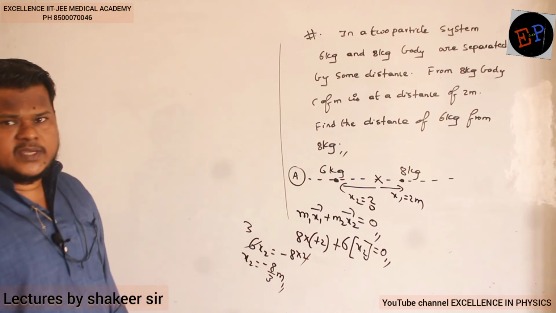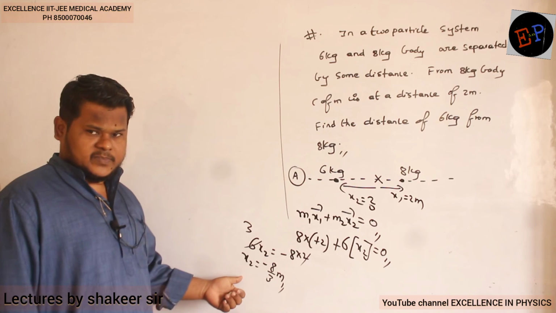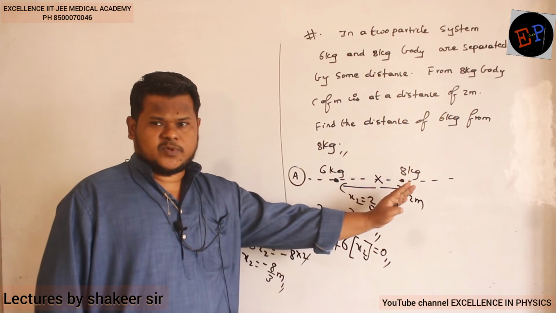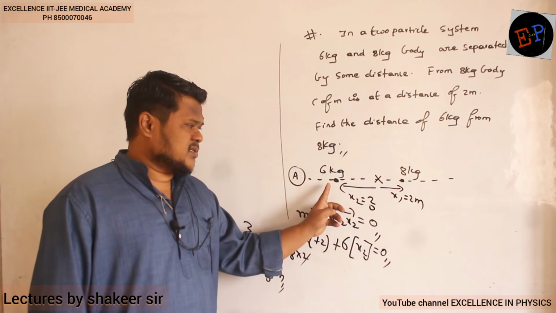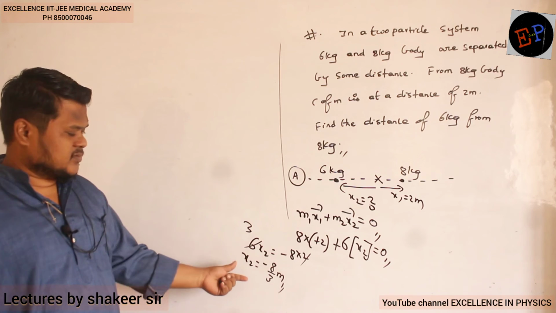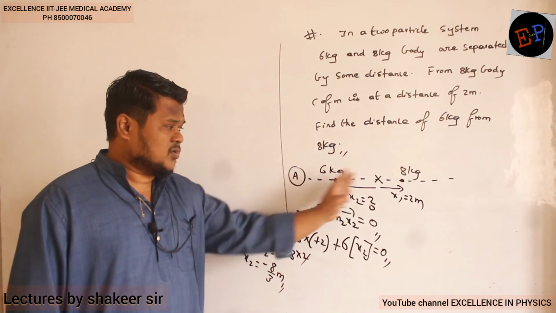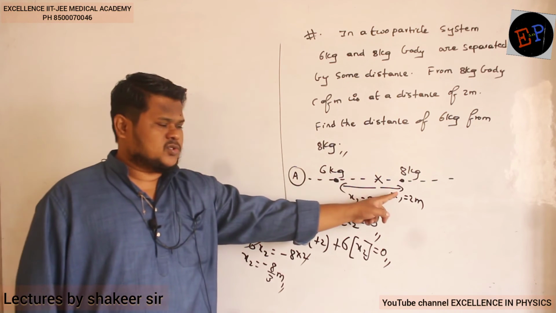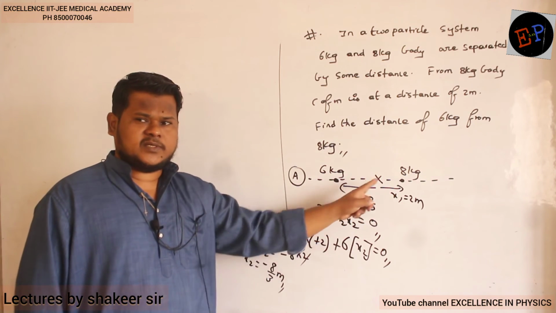Why did I get a negative answer? Because this distance is in the opposite direction. If one distance, 2, is positive, it means the 6 kg mass is present on the opposite side, on the other side. That is why I got a negative answer. Then what is the total distance between the 8 kg and 6 kg? This is 2, this is 8 by 3. 2 plus 8 by 3.